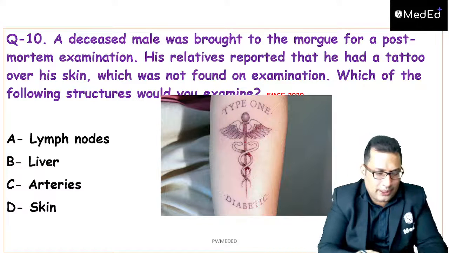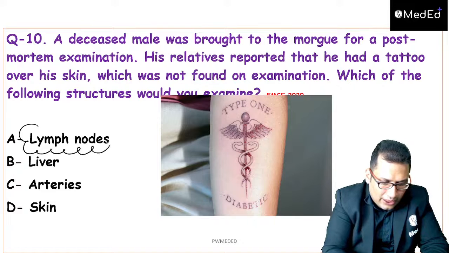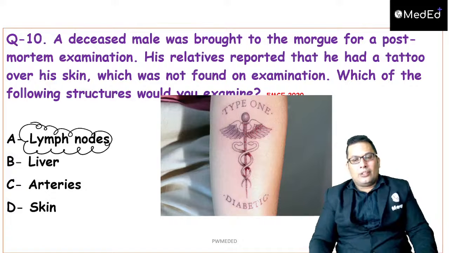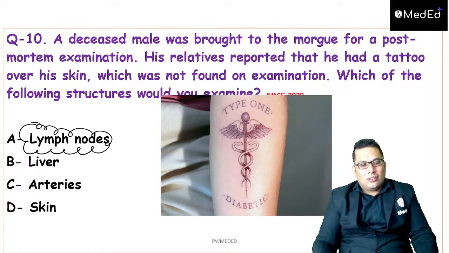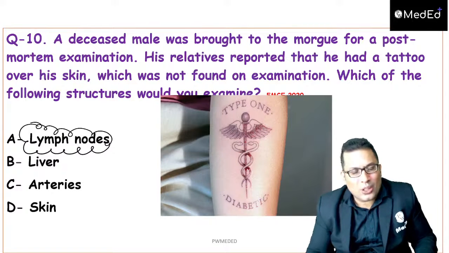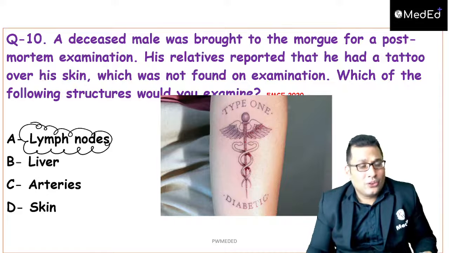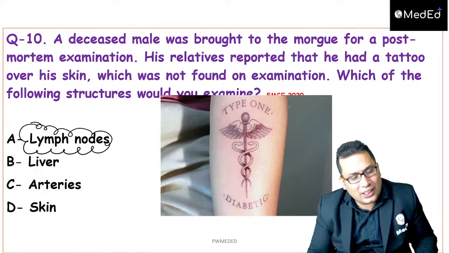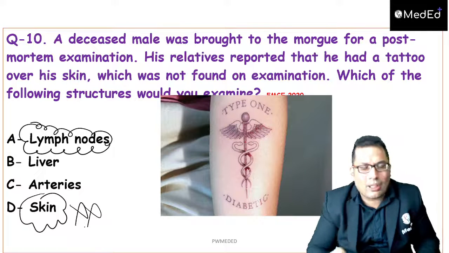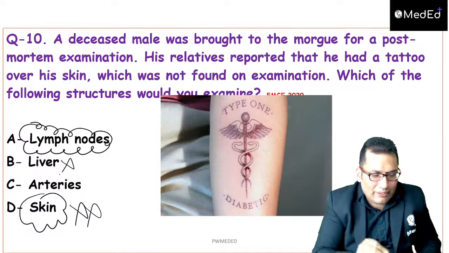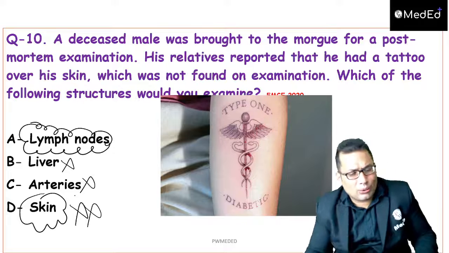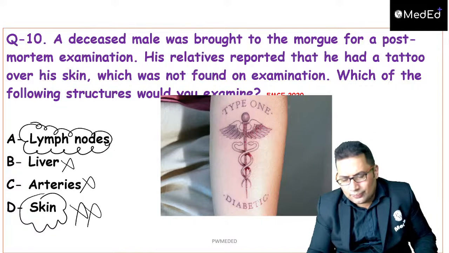Yes, the answer is lymph node. Very simple. A lymph node can be examined for any foreign body. A tattoo is a foreign body that enters into the lymph node. So the lymph node should be examined, not the liver, not the arteries, not the skin. Skin can be examined for injection marks. Liver is a commonly preserved viscera and the largest organ in the body. Arteries are still not preserved. The answer is lymph node.